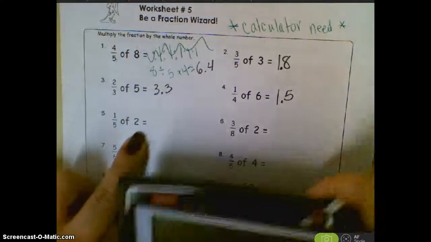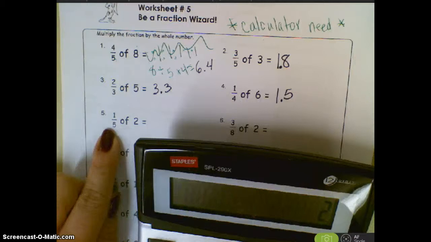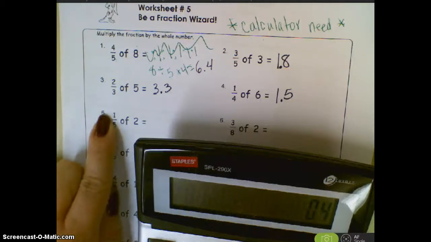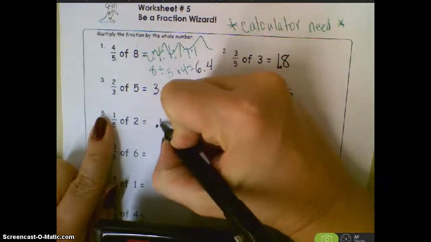Alright, now we've got 2. We're going to find out 1/5 of 2. So 2, our whole number, divided by the denominator, 5, will equal 0.4, times our numerator, 1. So 0.4 times 1 is going to equal 0.4. We can leave it just like that.